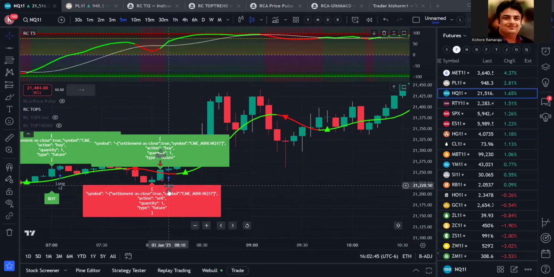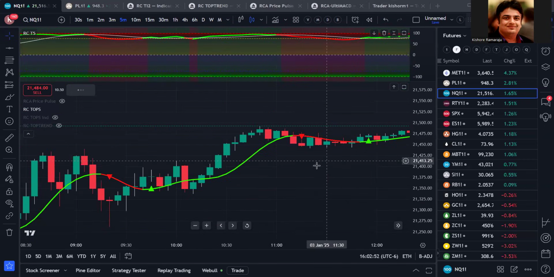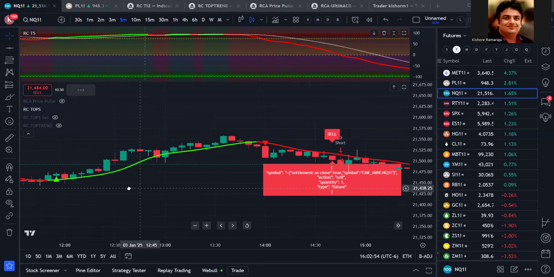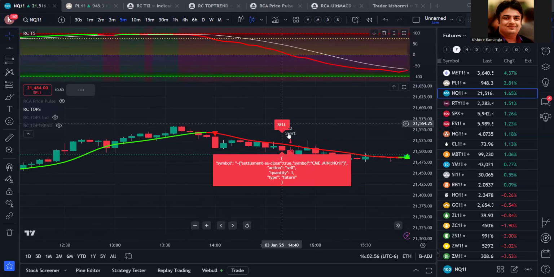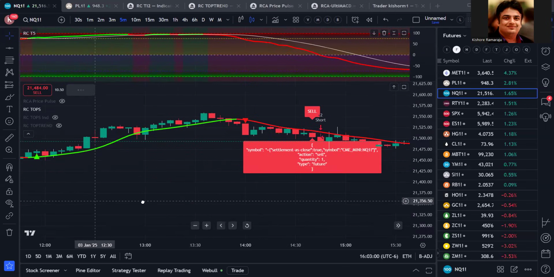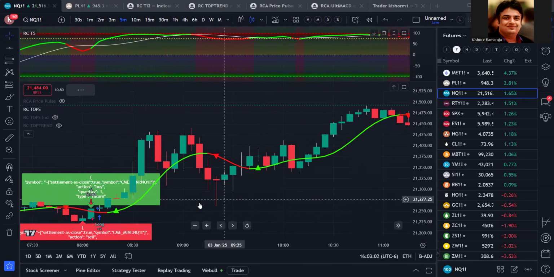Because one is already short, it will close one short and then take one long position. Now, continuously throughout the day, it was going up. Only at the end of the day it started dropping, but for nearly 5, 6 hours, it was continuously bullish.